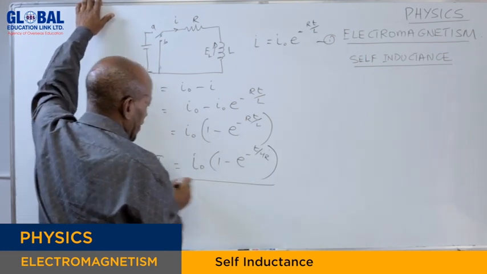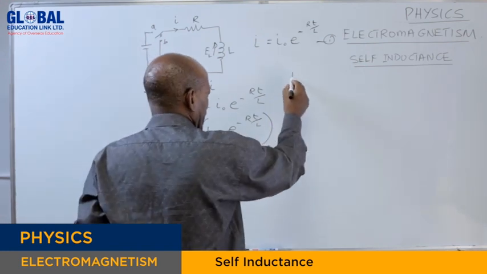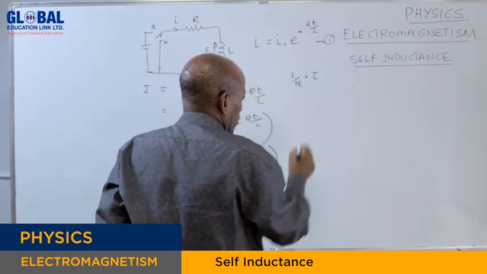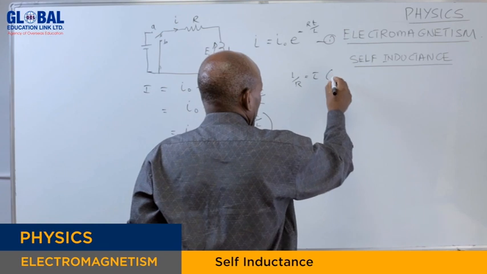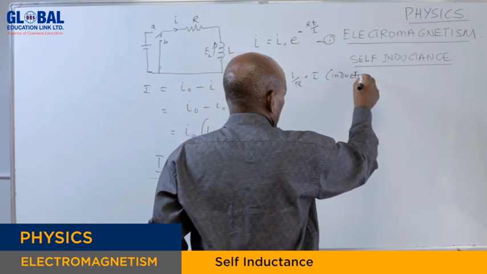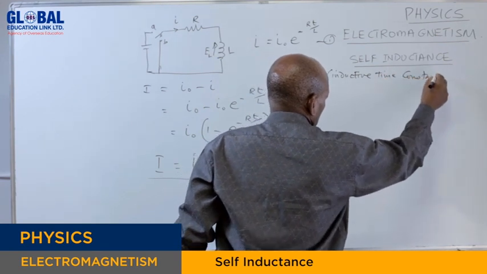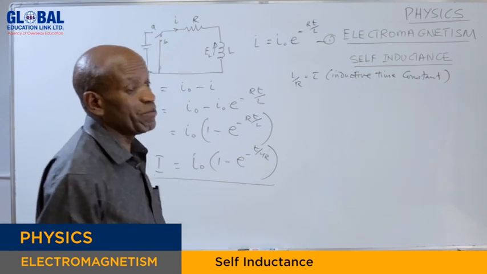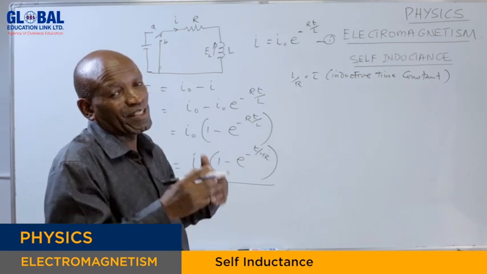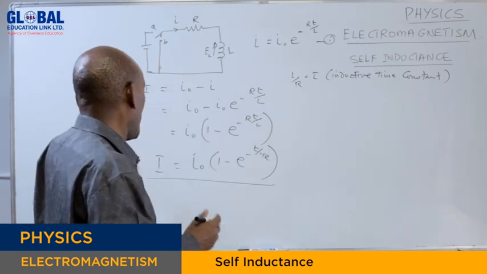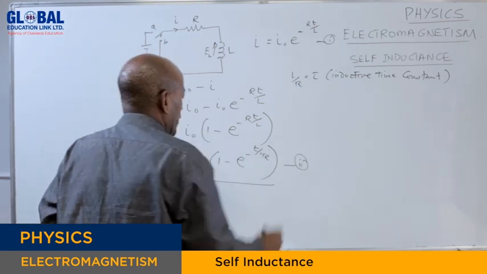This is the main current I which will be flowing in the circuit. But the L over R, this is what we call tau, and this is called an inductive time constant. An inductive time constant, which can project at what time the current will be of a certain magnitude. So we are having a general expression as it is given by this particular equation here.